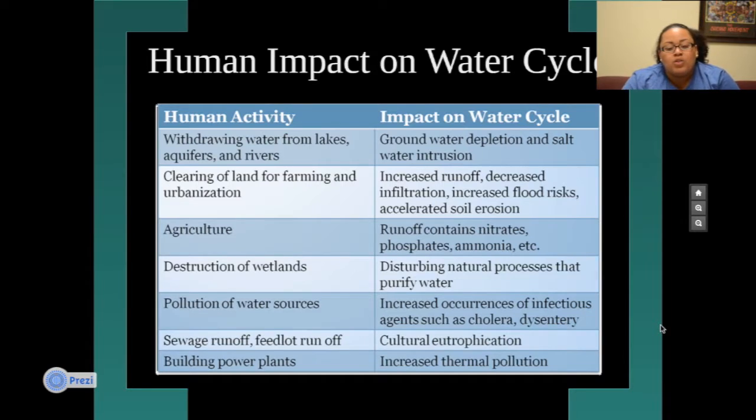The human impact on the water cycle is actually quite large. Destruction of the wetlands messes up the natural process that purifies the water. That's why, if you notice, the water you drink is getting grosser and grosser. Clearing of land for farming and urbanization increases the runoff, decreases the infiltration, increases the risk of flood, and also accelerates soil erosion.